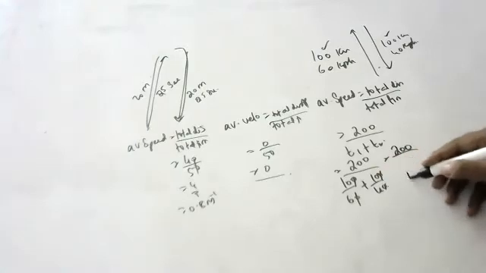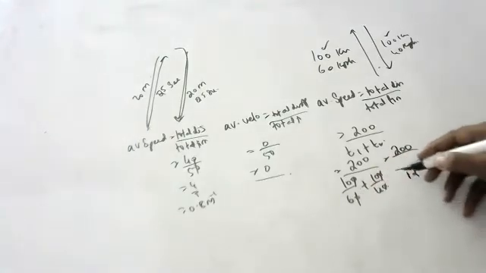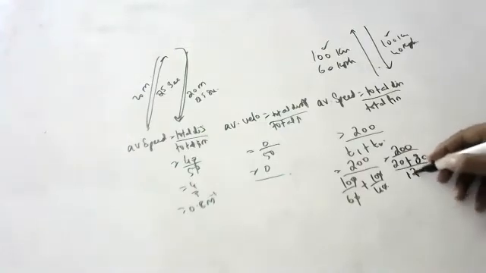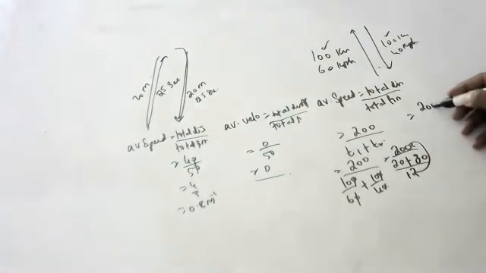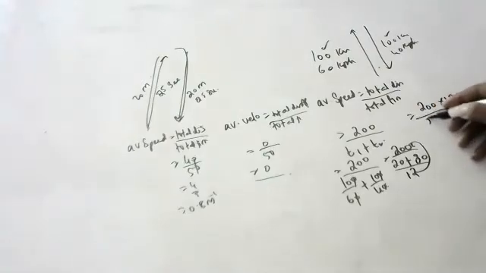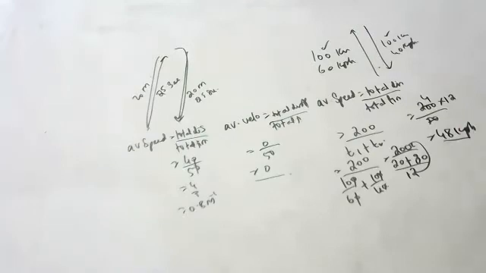6 and 4, LCM is 12, children. 6 twos are 12, 2 tens are 20, plus 4 threes are 12, 3 tens are 30. This 12 goes up. 200 into 12 by 50, 54, so 48 kmph is the average speed.